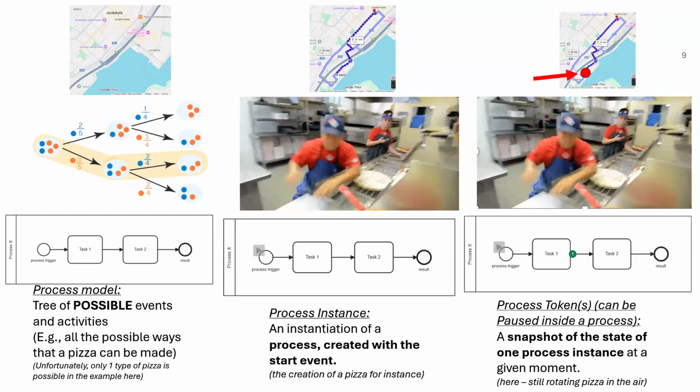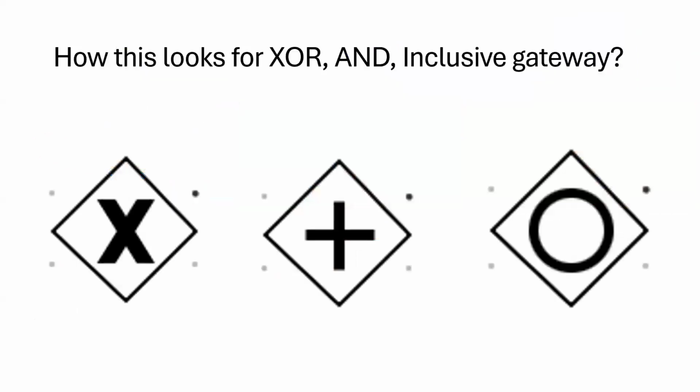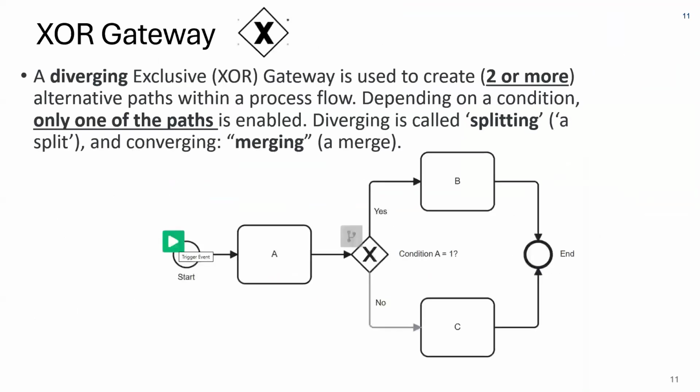It can be a bit tricky to understand at first, but once you understand this, you can easily read all of the other applications. But anyway, let's continue with how this token animation looks for basic elements: XOR, parallel, and inclusive gateways. Those are the three gateways.